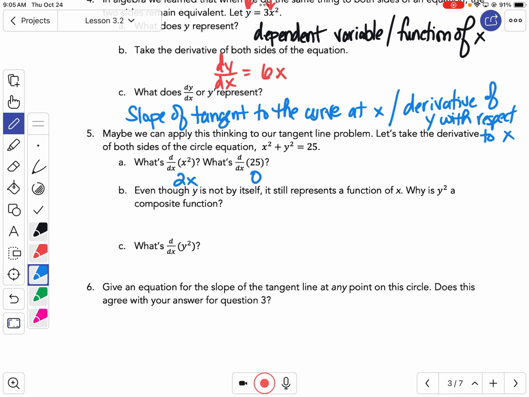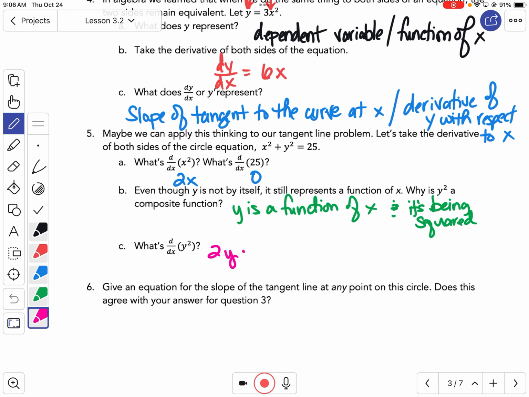So it says, even though y is not by itself, it still represents a function of x. Why is y squared a composite function? Could we have solved for y in that equation? Sure. So y is a function of x, and it's being squared. So if you want to take the derivative of y squared, we have to treat it like a chain rule. What would be the derivative of something being squared? Two times that something, which is y, times the derivative of that inside. So the derivative of y is y prime or dy/dx.